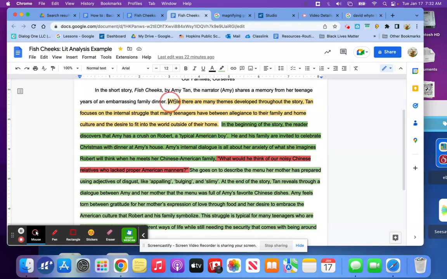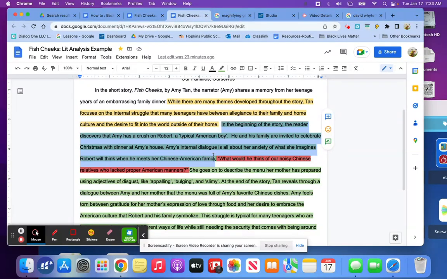So my theme statement is in yellow. We talked about that in the last video. Here is how I describe and set up the quote. In the beginning of the story, the reader discovers that Amy has a crush on Robert, a typical American boy. He and his family are invited to celebrate Christmas with dinner at Amy's house. Amy's internal dialogue is all about her anxiety of what she imagines Robert will think when he meets her Chinese family. That's all I'm saying. The story is a page long. This is my summary of the story that is necessary to set up my quote. So that's the background information.